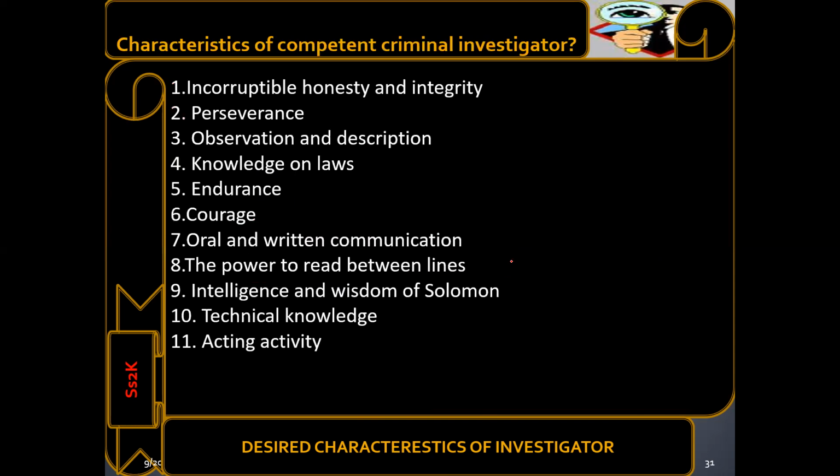Okay? So, sa kabuuan, ito po yung desired characteristics of a criminal investigator. We have incorruptible honesty and integrity. You cannot be corrupted. Sabi nga dyan, incorruptible nga. Honesty and integrity na kung saan ay hindi ka nasusuhulan. Ikaw po ay meron pong integridad na kung saan kahit anumang mga tukso ay hindi ka bibigay.